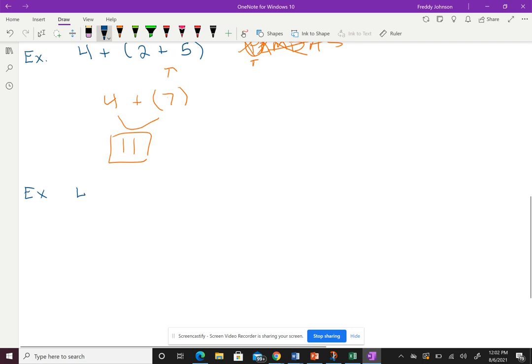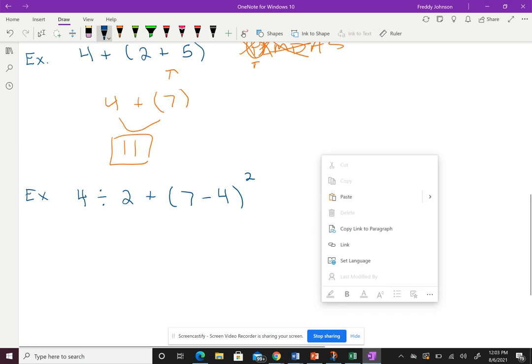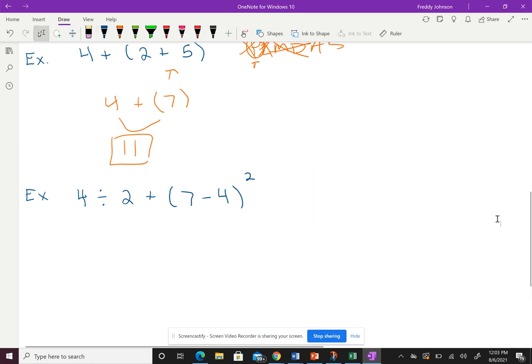We're going to go, hey, let's go 4 divided by 2 plus 7 minus 4 squared. Okay. This one looks hard. A lot of you guys will just go from left to right. Oh, 4 divided by 2, add 7 minus 4, then square it all. That would be wrong. We have to follow our order. It's not hard. Okay. There is no variables here, so my dear Aunt Sally can solve it.